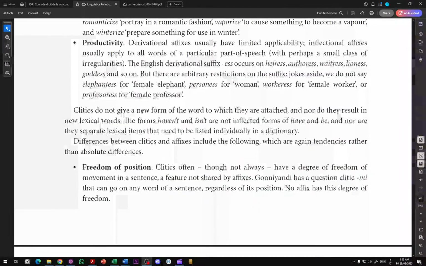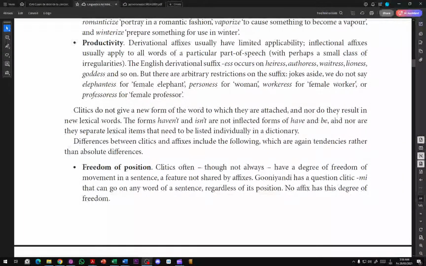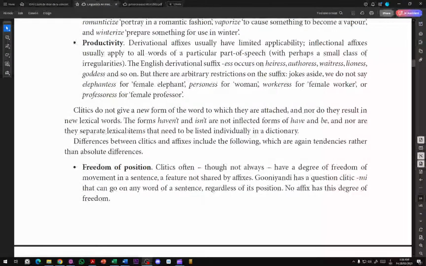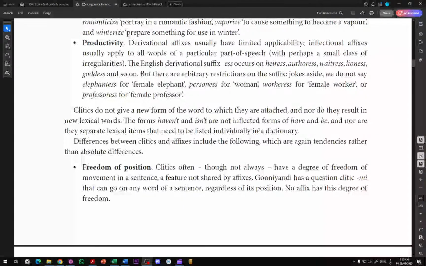Clitics do not give a new form of the word to which they are attached, and nor do they result in new lexical words. The forms haven't and isn't are not inflected forms of have and be, and nor are they separate lexical items that need to be listed individually in a dictionary.